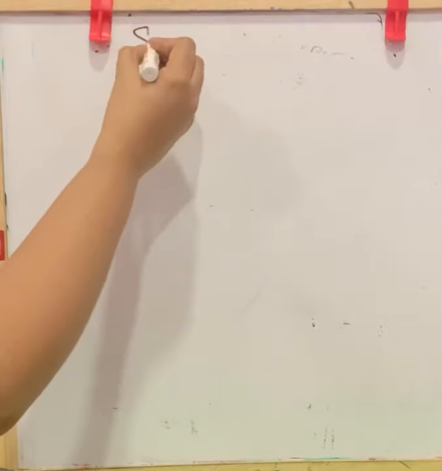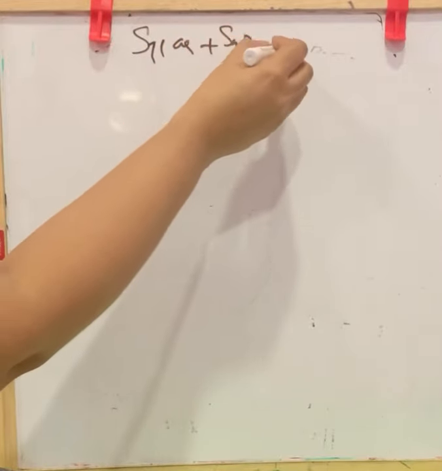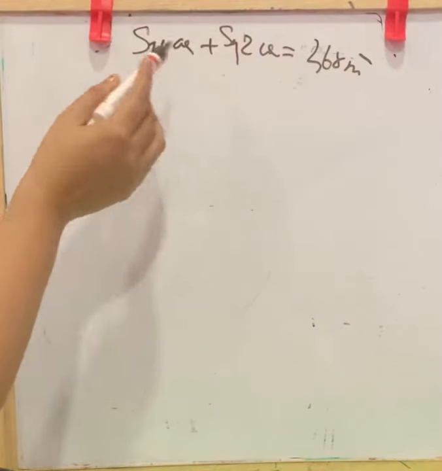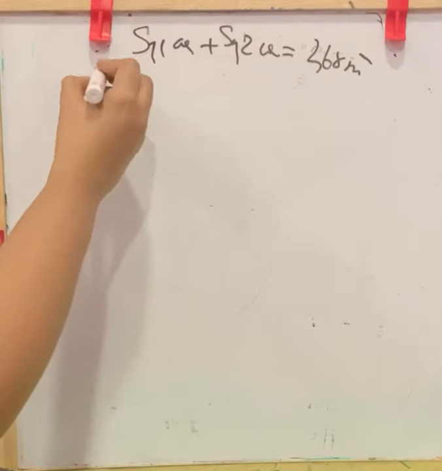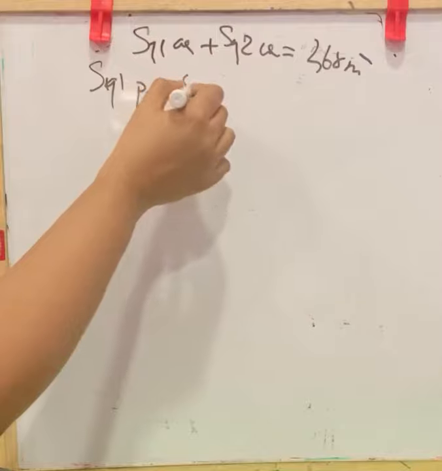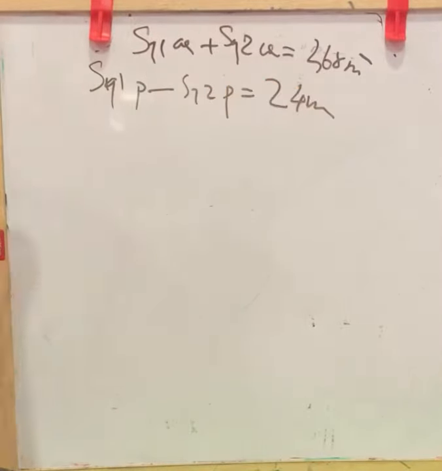Sum of the areas of two squares is 468 meters square. Square 1 area plus square 2 area equal to 468 meters square. And their perimeters difference is 24 meter. Square 1 perimeter minus square 2 perimeter is 24 meter. Find the sides of the two squares.